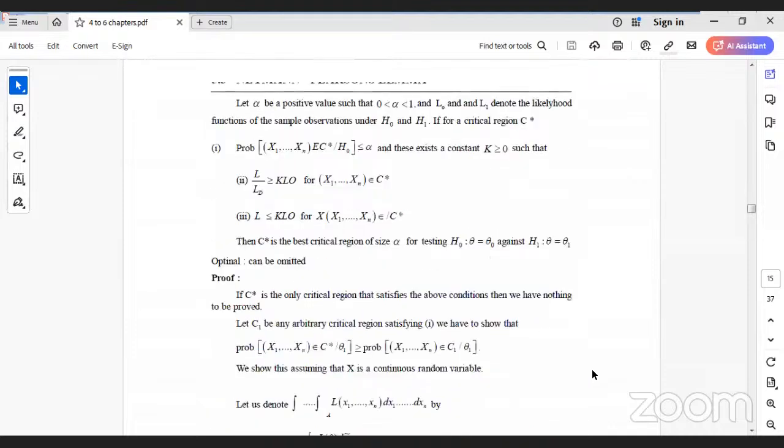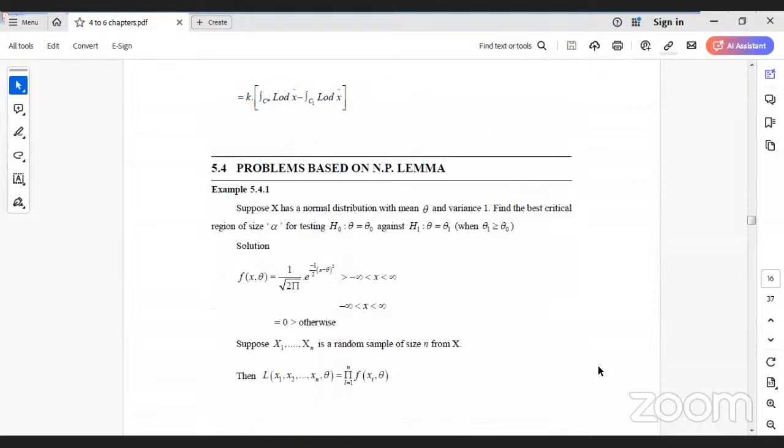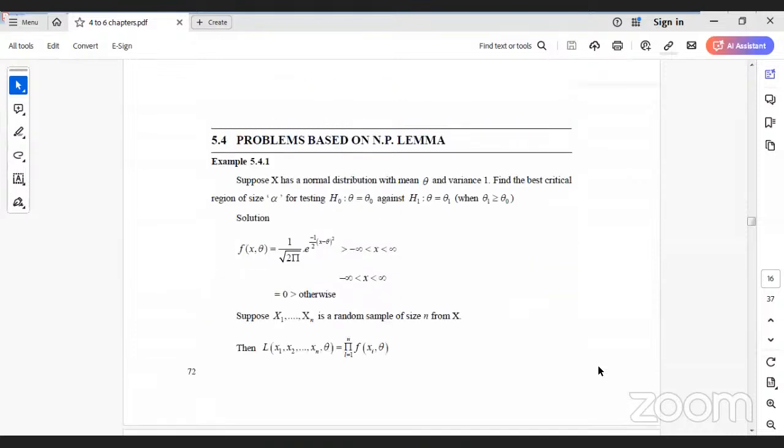The likelihood function we are taking here, and also we are proving this one by the Neyman-Pearson lemma theorem of k, integration of C L0 dx minus integration of C L0 dx. Problems based on Neyman-Pearson lemma.